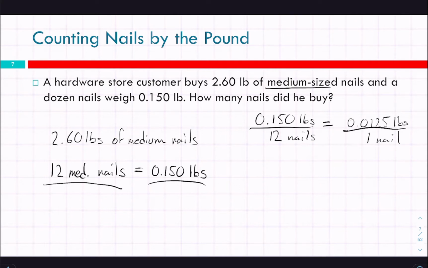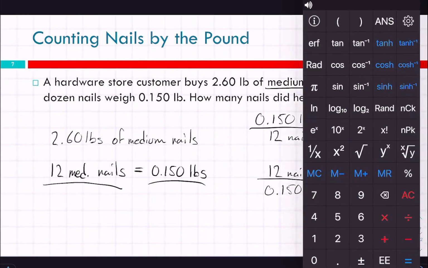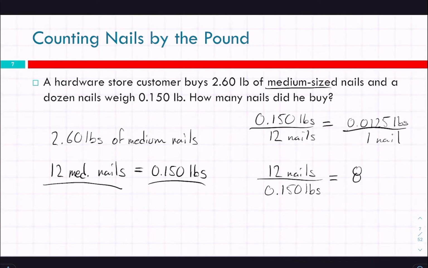We can also do this the other way. If this is how many nails there are in 0.15 pounds, how many nails would there be in 1 pound? So you just flip this: 12 nails divided by 0.150 pounds. So 12 divided by 0.150 will actually give us 80 nails. I'm not worrying about significant figures here yet because we're not reporting an answer yet. Sorry, this is 80 nails per 1 pound.